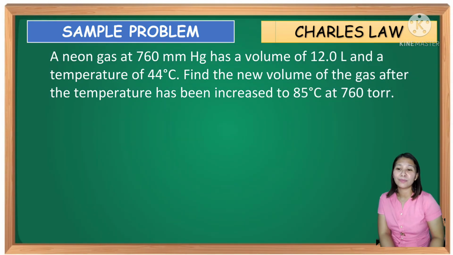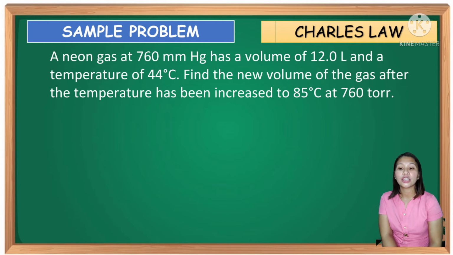Let's have a sample problem. A neon gas at 760 mm mercury has a volume of 12.0 liters and a temperature of 44 degrees Celsius.